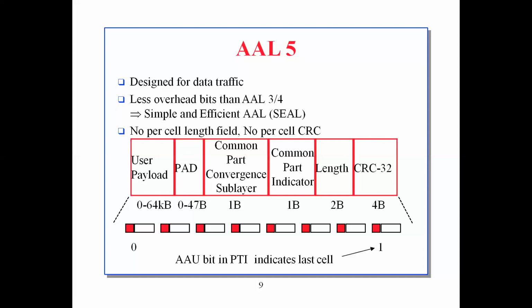In this, again you can see the CPI field, which is of 1 byte. It defines how the subsequent fields are to be interpreted. The CPI field is called the common part identifier. The first field, user payload field, is used for end users. The length is of 2 bytes. The 2-byte length field indicates the length of the original data, and CRC, the last 4 bytes, is for error control on the entire data unit.